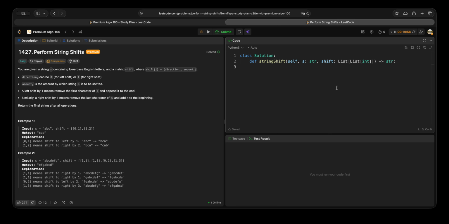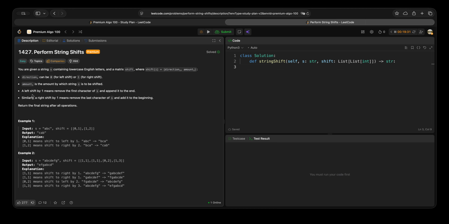Everyone, so today we'll look at this LeetCode question, perform string shift. We are given an input string S containing lowercase English letters and also a matrix shift. And shift has two things: one is direction and the other is amount. Direction can be 0 for left shift and 1 for right shift. Amount is the amount by which string S is to be shifted.